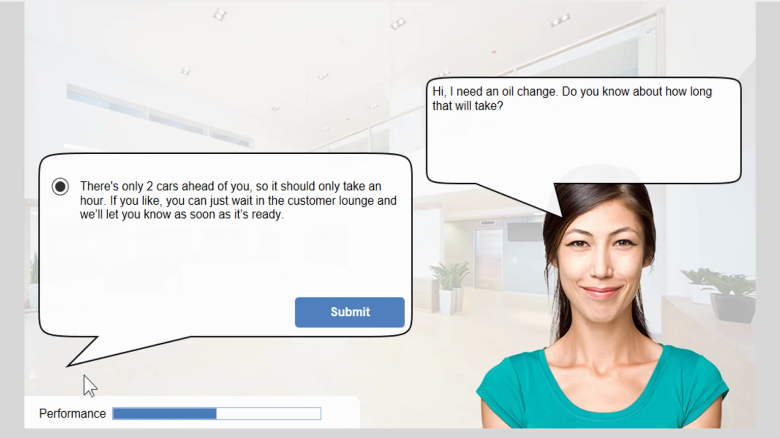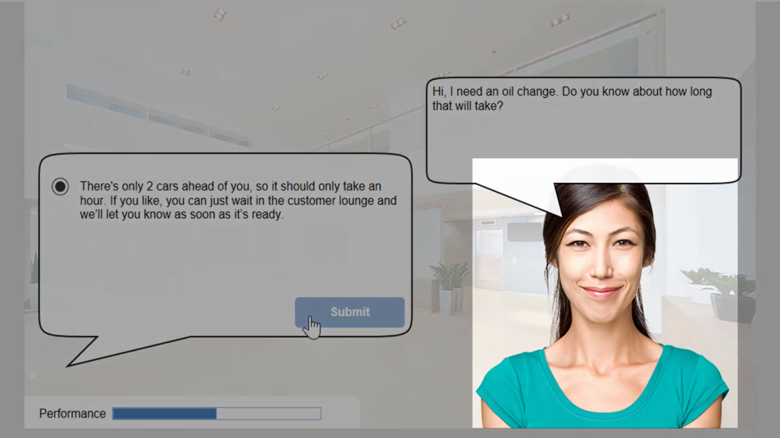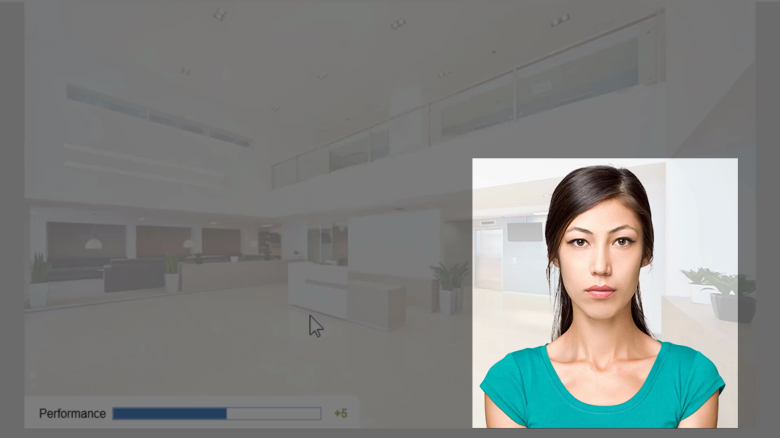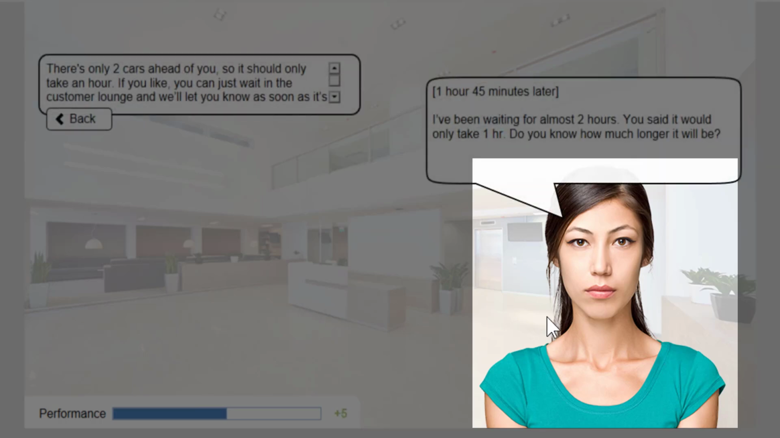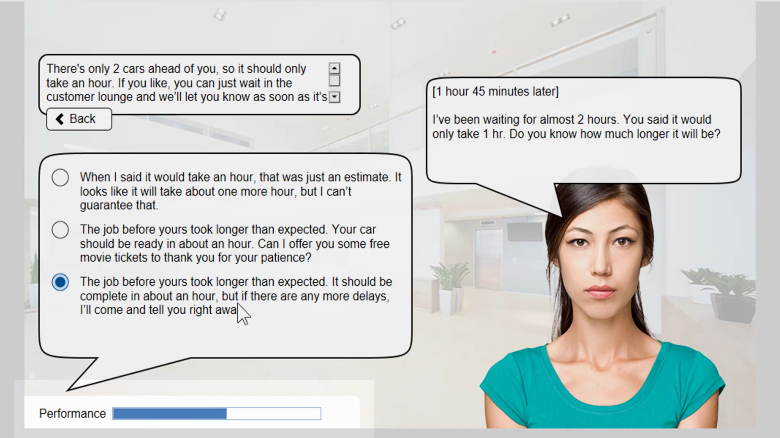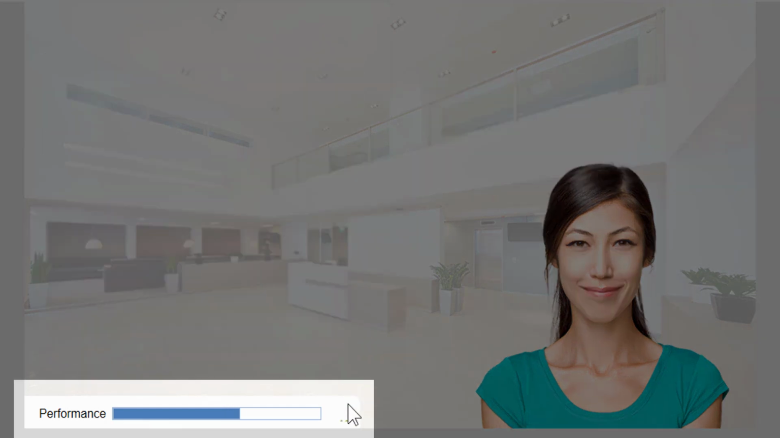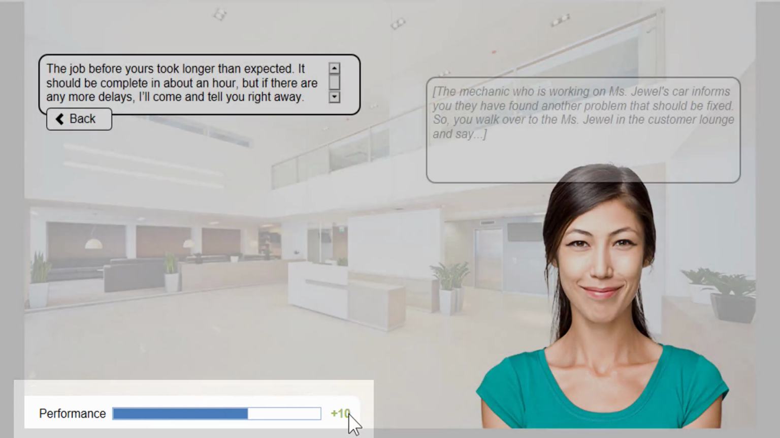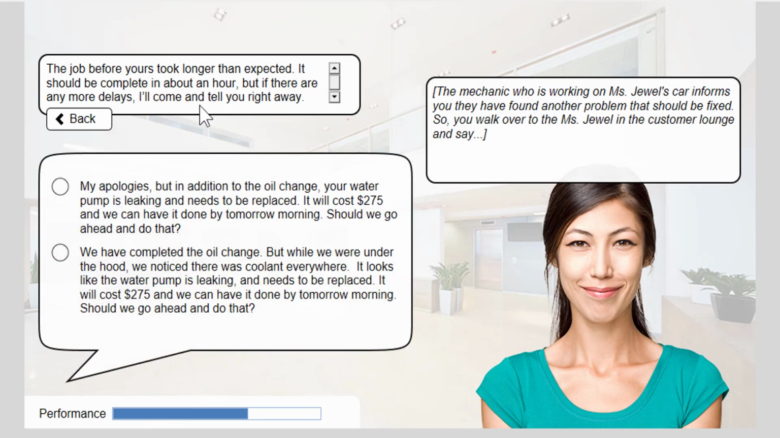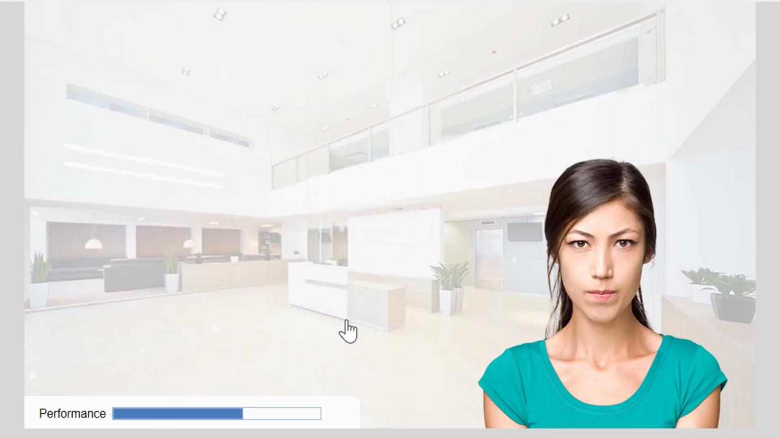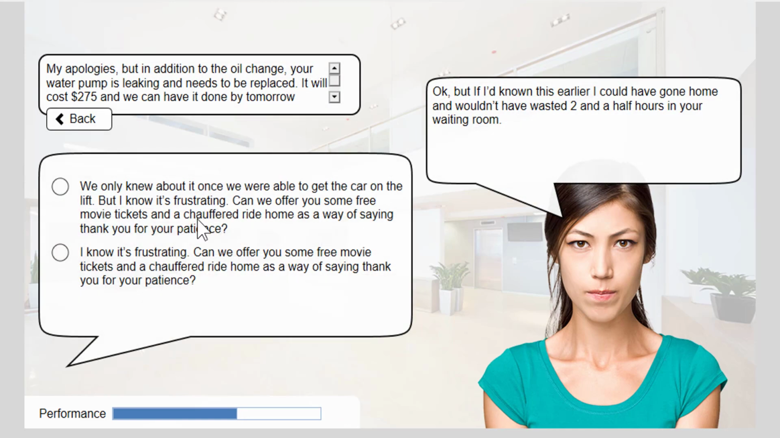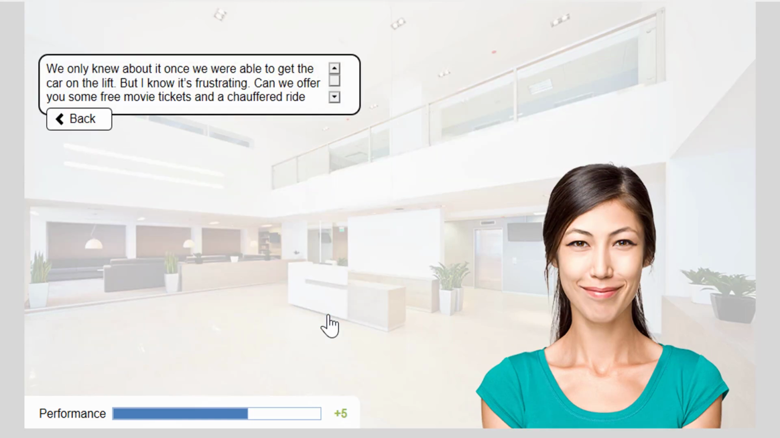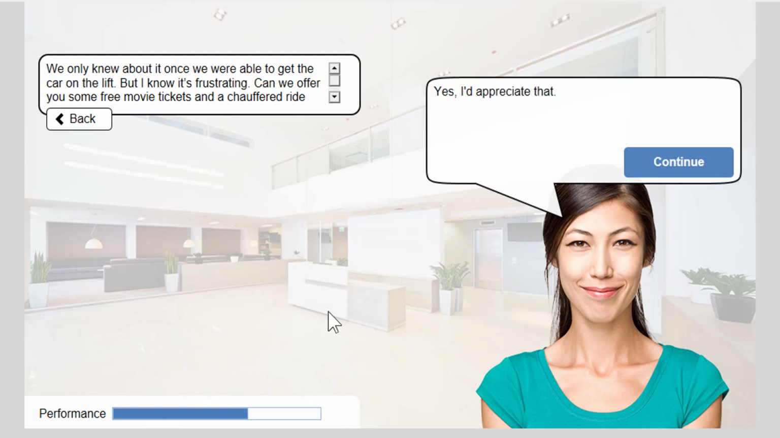As we make choices, the character motion changes, and the performance meter value goes up or down. We can also see the text of the last choice that we made, and there's a back button to allow us to move backwards. Eventually, we arrive at the end of the scenario.